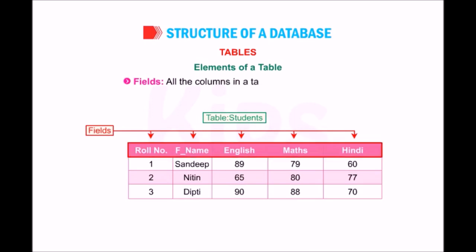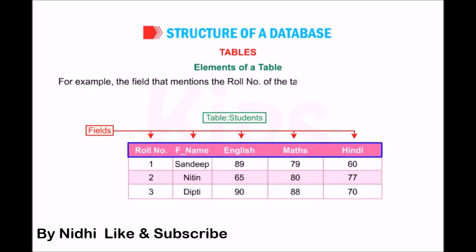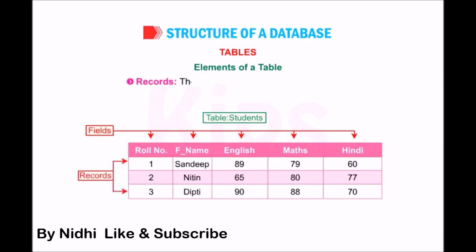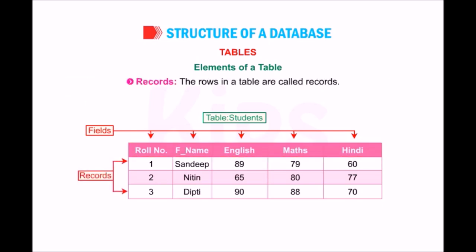Fields. All the columns in a table are called fields. A field describes a specific attribute of all the records in a table, as shown in the figure. For example, the field that mentions the roll number of the table, students, will store the roll numbers of all students. Records. The rows in a table are called records.